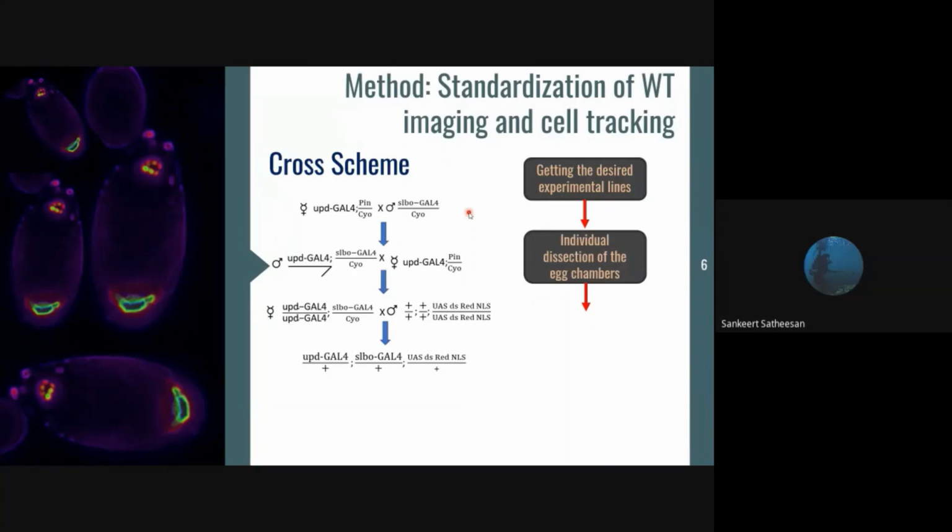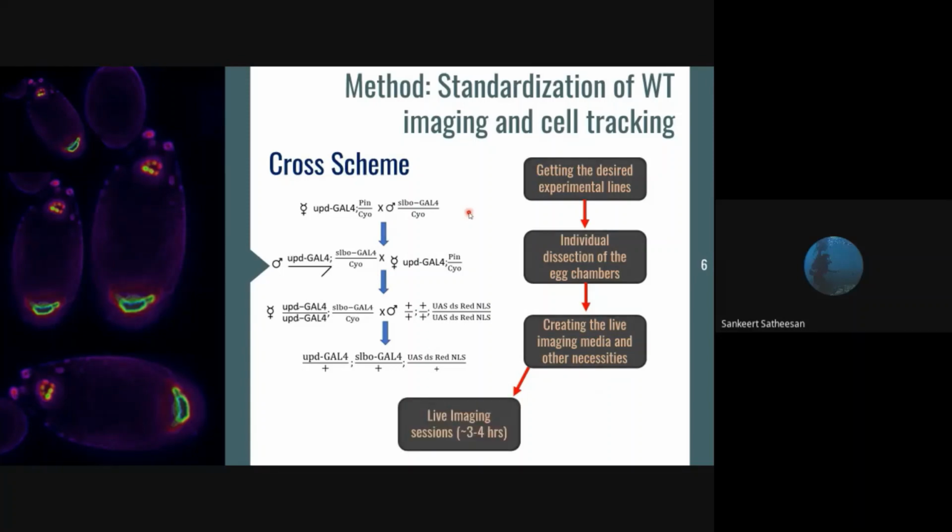followed. After getting the lines, we do individual dissection of egg chambers, create the live imaging media, and live image the sample for 3 to 4 hours. And finally we try to get a nice video, because it is possible that you spend 4 hours and still you don't see any migration.